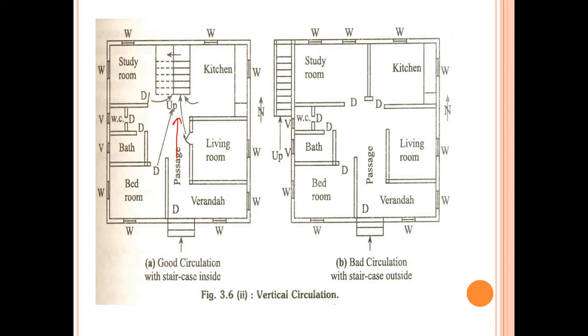And in this case, where the external staircase has been provided, we have to move outside the building and then go this way to the upper floor. So this is not a good circulation, but in some cases, particularly in our areas, in most cases these are provided because they have some commercial purpose, so that the upper floor can be given for rent.